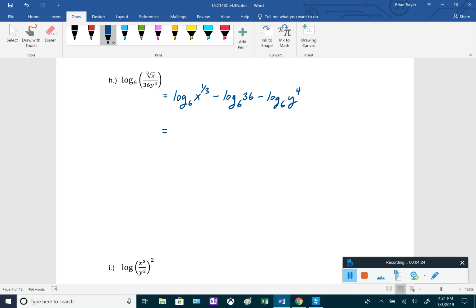So next, for the power rule here, bring down the exponents, 1/3 log base 6 of x. Log base 6 of 36 is 2, so minus 2, and then minus power rule for log base 6 of y.